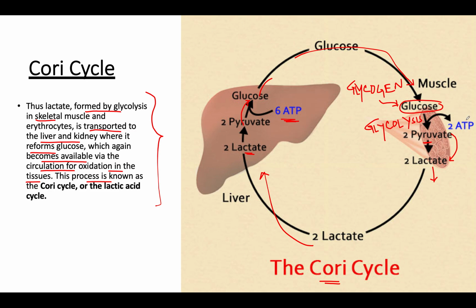Look at it here. You produce 2 ATP, but you use 6 ATP. So it's a futile cycle. But why do you think the body is involved in operating a futile cycle in the Cori cycle? So you need to answer this question for me.